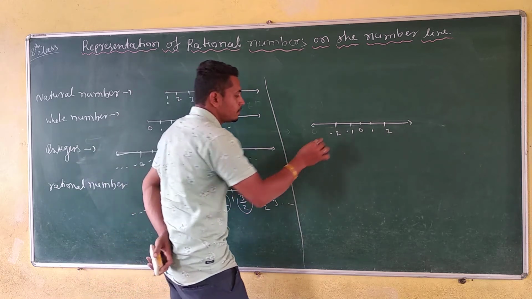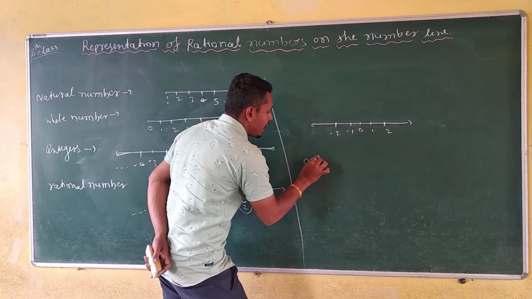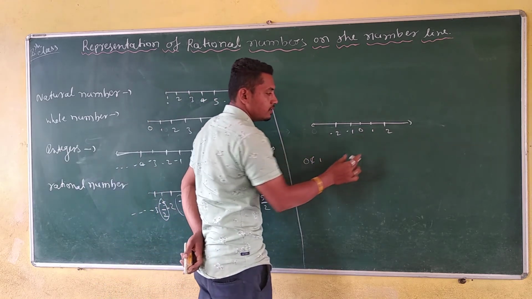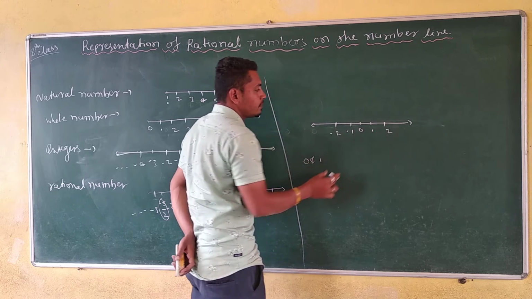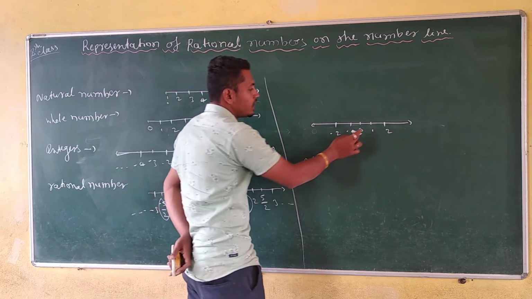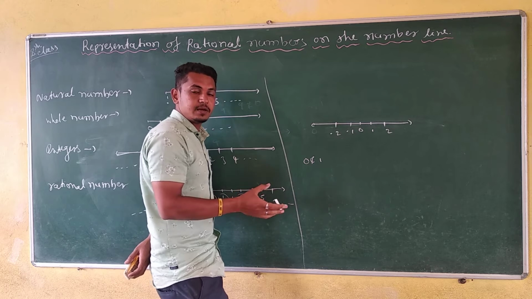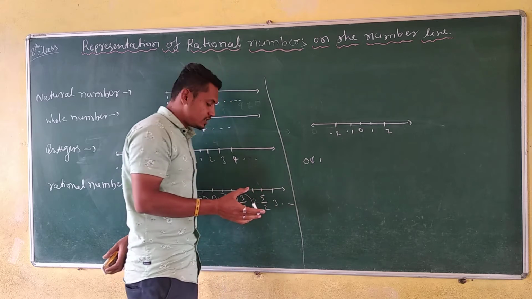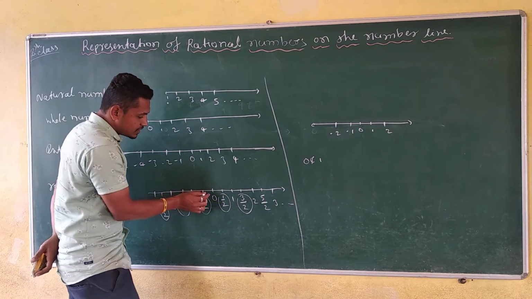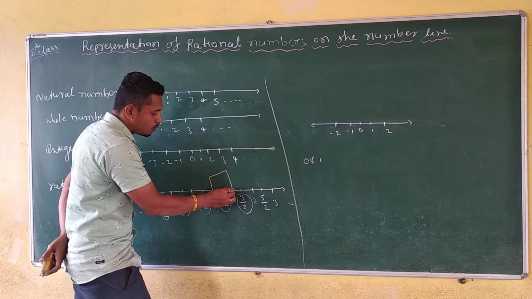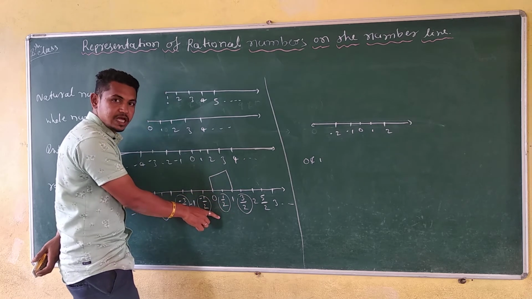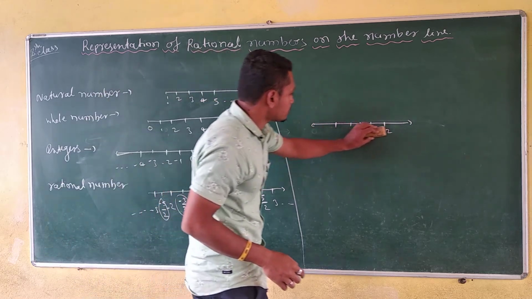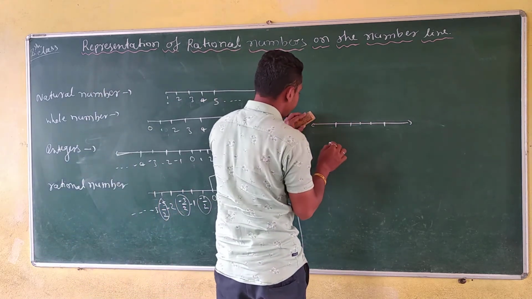Now see here, between 0 and 1, is there any number? Yes. Which number is it? It is called a rational number. See here, between 0 and 1, there is 1 divided by 2, a rational number that is present.